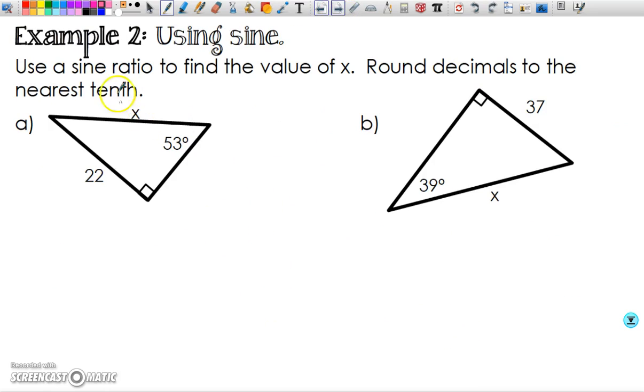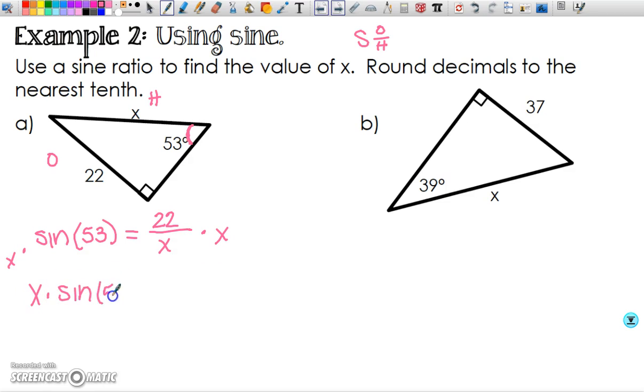All right, second example right here, using the sine ratio to actually find a missing measurement this time. We have a reference angle of 53 degrees right here. This is the side opposite, and this one is across from the 90, which makes this the hypotenuse. Because we're using our opposite and hypotenuse, we're using sine. So we write sine of our angle, 53, equal to our opposite side, 22, divided by our hypotenuse, x. Then we get x out of the denominator by multiplying both sides by x. So we get x times the sine of 53 equals 22. Then we need to divide by the sine of 53.